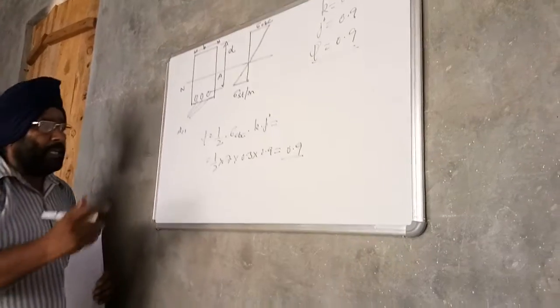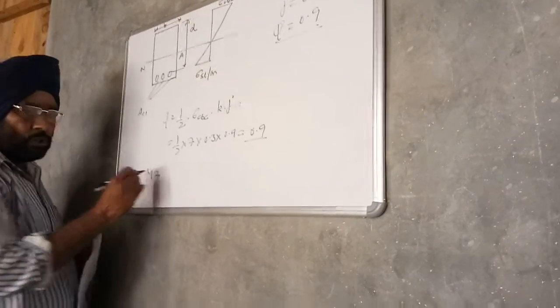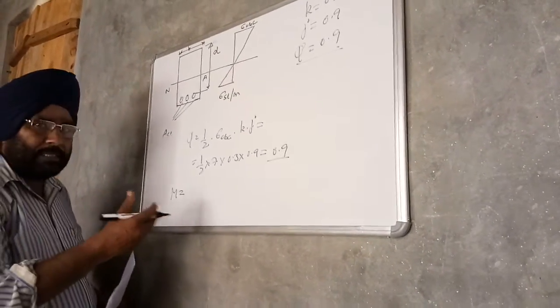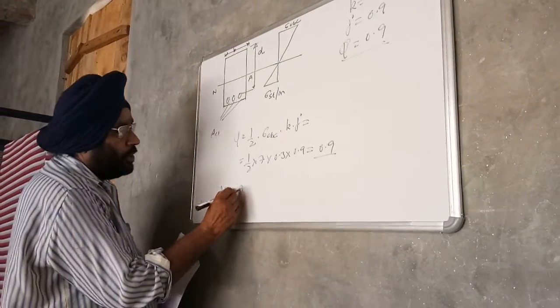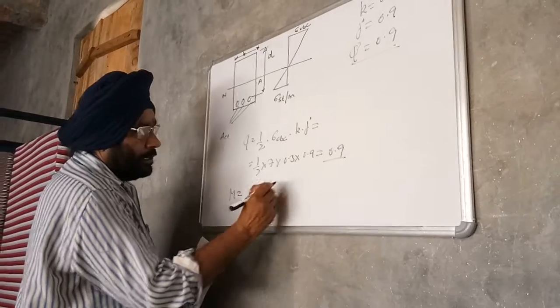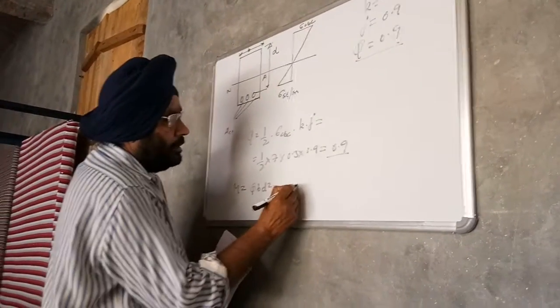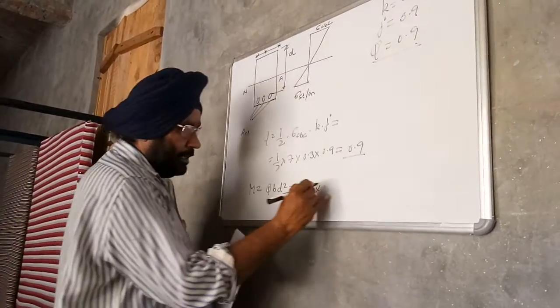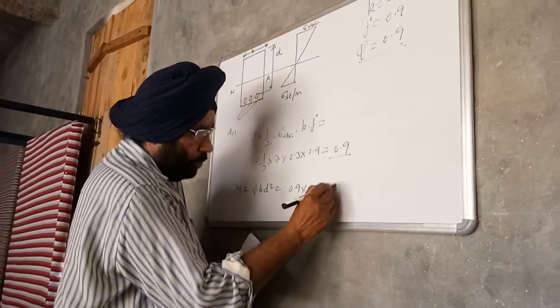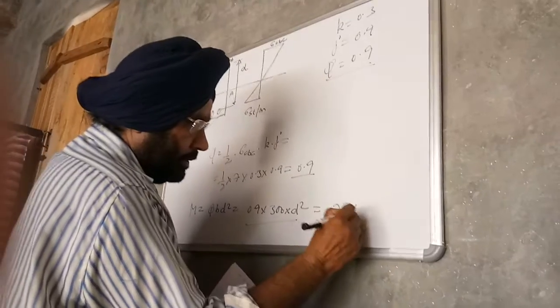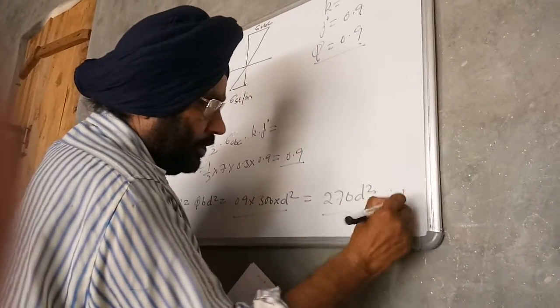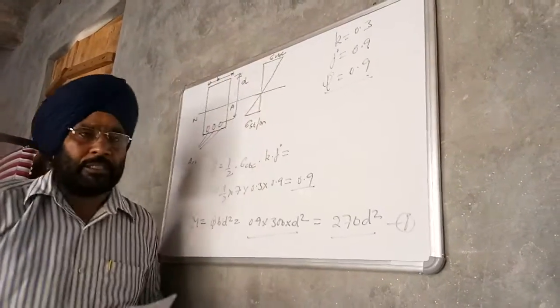So again, M is equal to QBD square for a balanced section. So the section will be designed as a balanced section. For the balanced section, the moment of resistance of the section is M equal to QBD square. Q is 0.9, B the width of the section is 300, into D square. So this is 270 D square. This is the moment of resistance of the section.